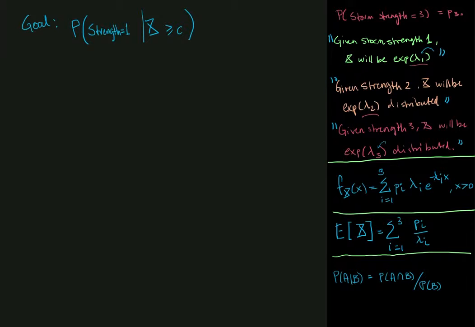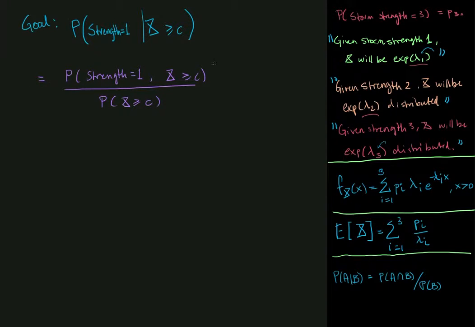So the probability of strength equals 1, given that the loss is greater than or equal to C, is given by the probability that the strength of the storm is equal to 1 and, so the comma stands for and, the loss is greater than or equal to C, divided by the probability of the event we condition on, so divided by the probability that X is greater than or equal to C.